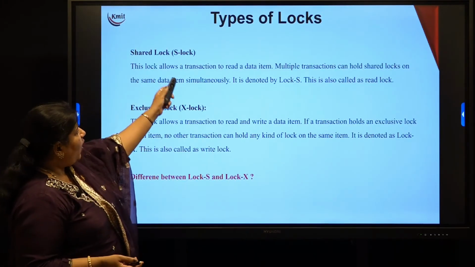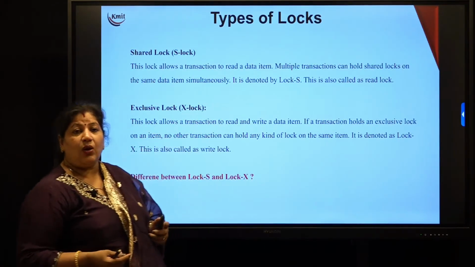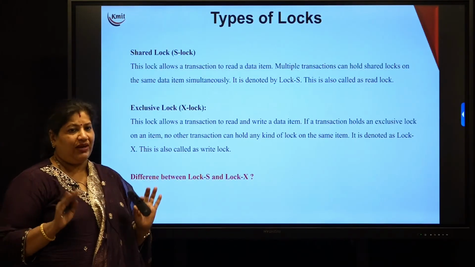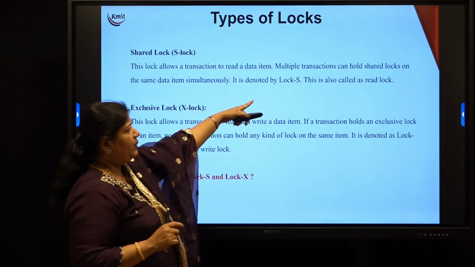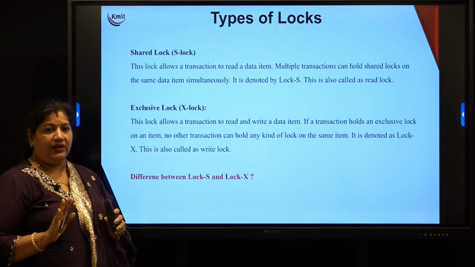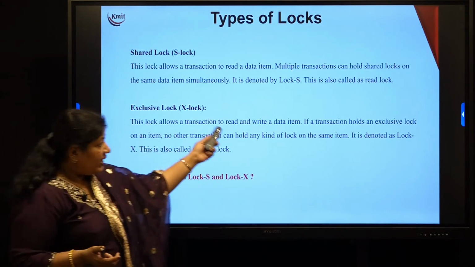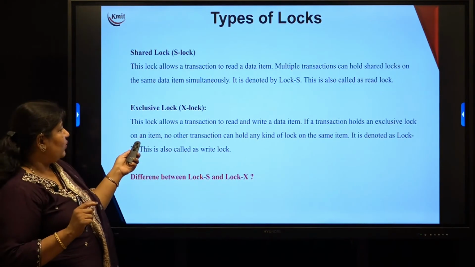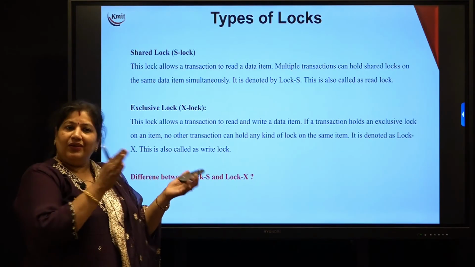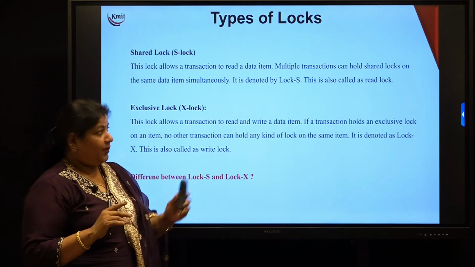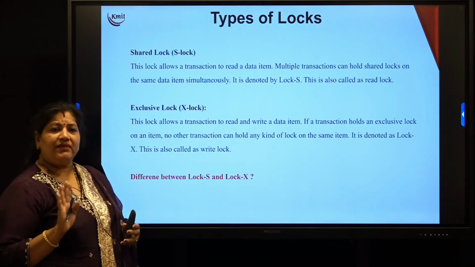So just look at this. The shared lock allows the transaction to read a data item. So multiple transactions can hold shared locks because all of them reading together does not affect the data item at all. That is why we call it a shared lock. It is denoted by lock S, or is called a read lock. Exclusive lock allows the transaction to read and write the data. Now here you remember, if a transaction holds an exclusive lock on an item, no other transaction can hold any other locks, no exclusive lock nor shared lock on that same item. So it is denoted as lock X, or it is called a write lock.